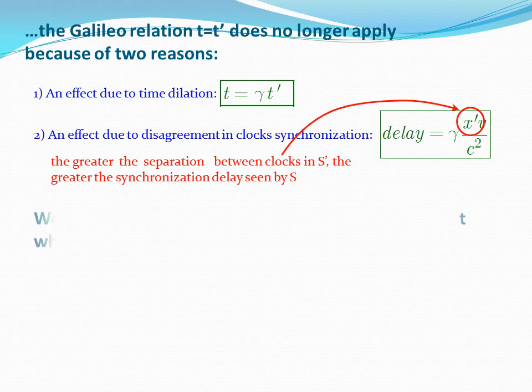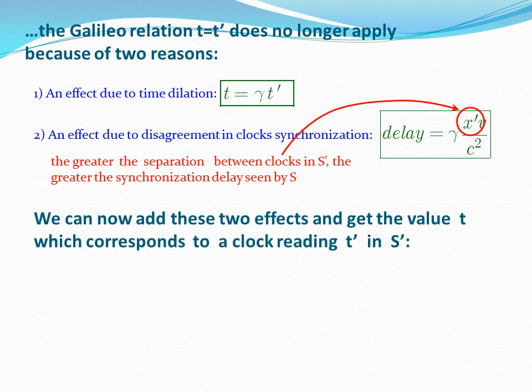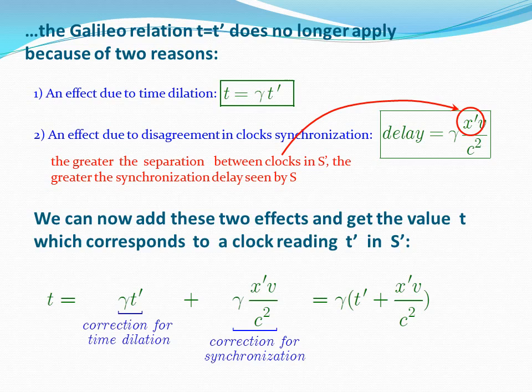Now we can add these two effects together and get the value t, which corresponds to a clock reading t' in S'. Thus t is gamma t', the correction for time dilation, plus gamma x' v over c squared, which is the correction for synchronization, and we get t equals gamma times t' plus x' v over c squared.